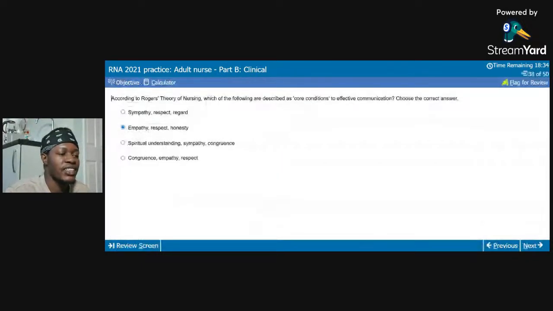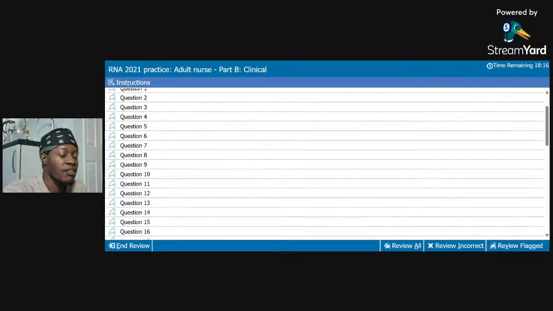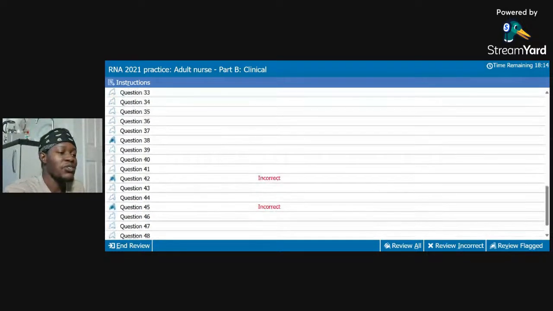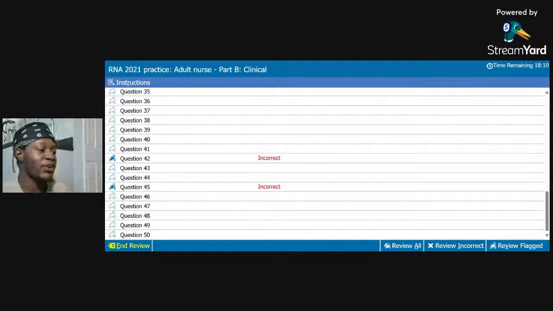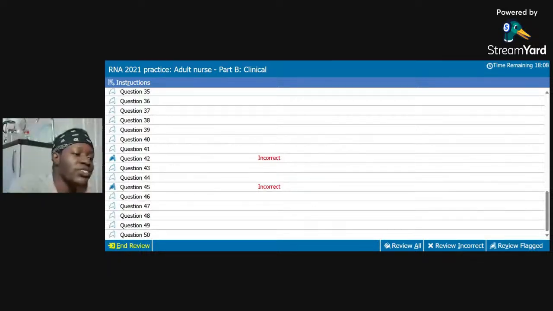Number 38 says, a congruence in it. So, according to Rogers' theory of nursing, which of the following are described as core conditions to effective communication? That should be congruence then. Number 38, let's see. Oh, and I almost chose it, but I didn't because I doubted the meaning of congruence. So, 42.